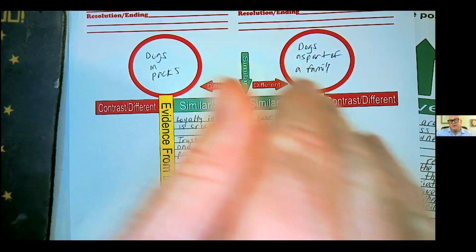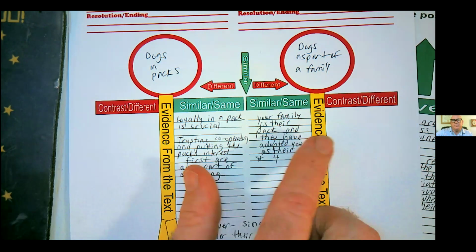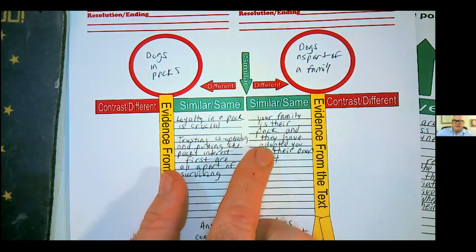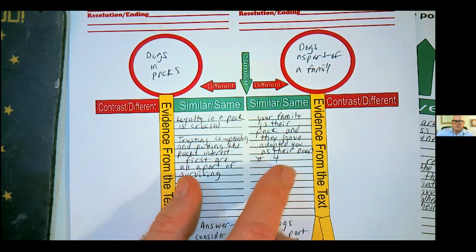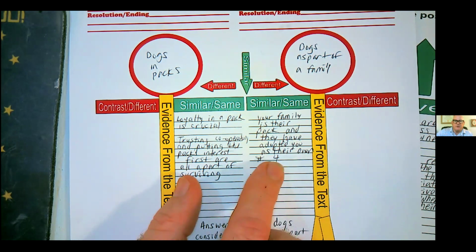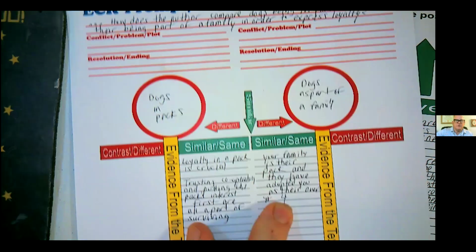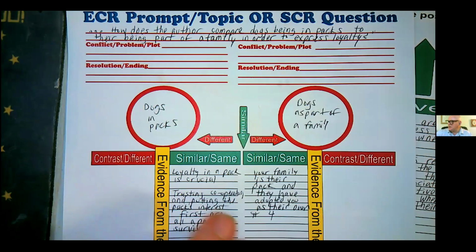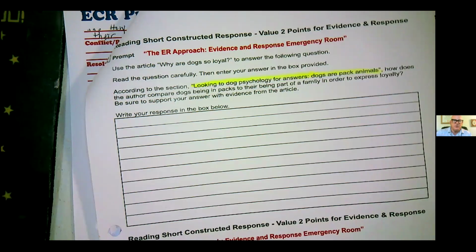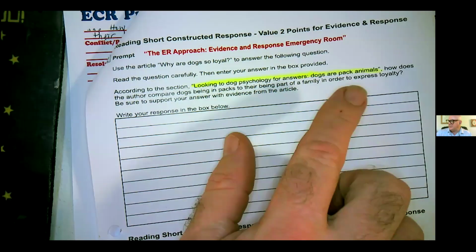So how does that compare in the evidence to being part of a family? Your family is their pack, and they have adopted you as their own. This is in paragraph 4 in that section that they mentioned in the question, called looking to dog psychology for answers, dogs are pack animals.